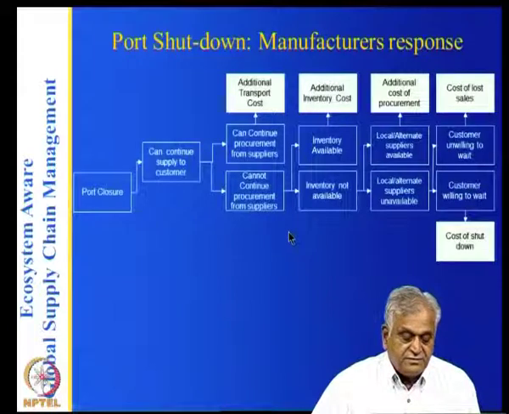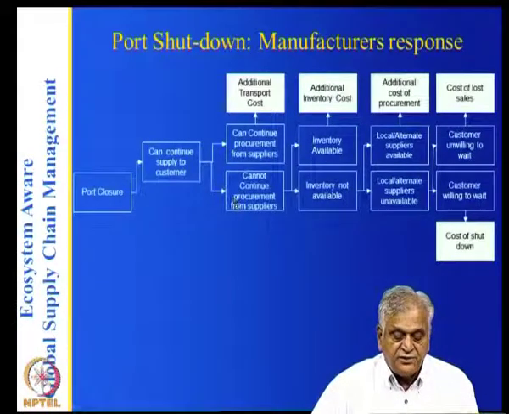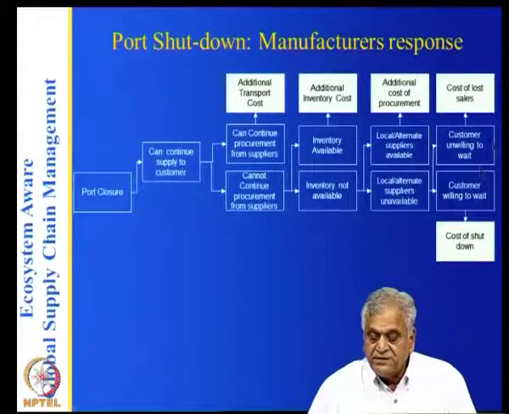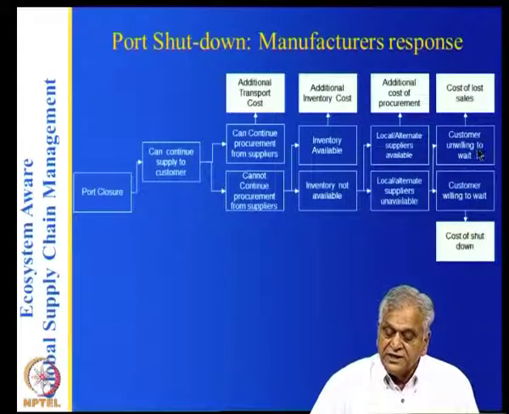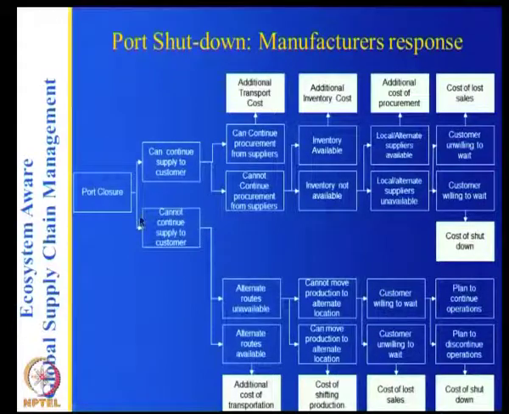then can you continue procurement, or cannot continue procurement from the supplier? These are the options here. And inventory, for example: customer inventory available, inventory not available, local alternative suppliers available, local alternate suppliers unavailable, customer unwilling to wait, customer willing to wait. So there are basically several cases that happen: cannot continue to supply to the customer, alternate routes unavailable.